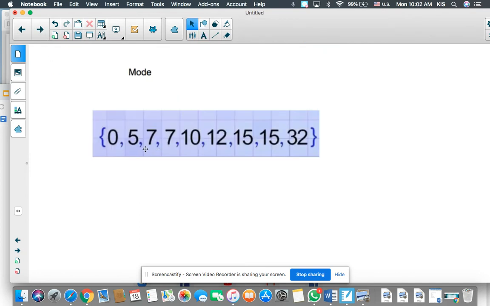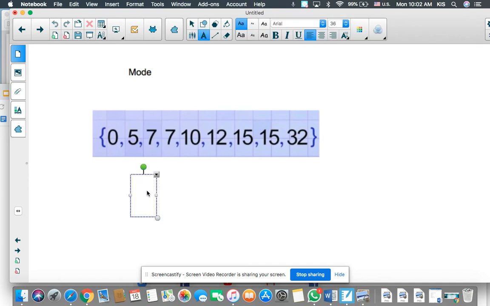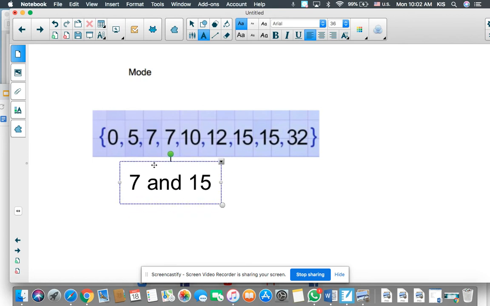Here, it's in order. Okay, so I see how many sevens? It looks like, in this example, there are two modes, 7 and 15. There's a possibility to have two different modes.